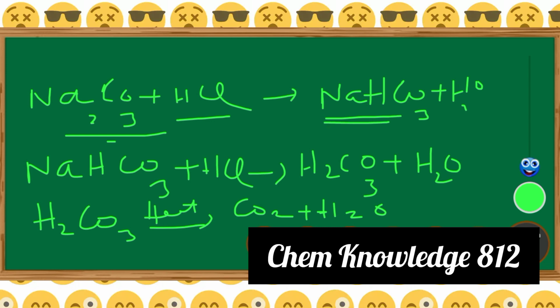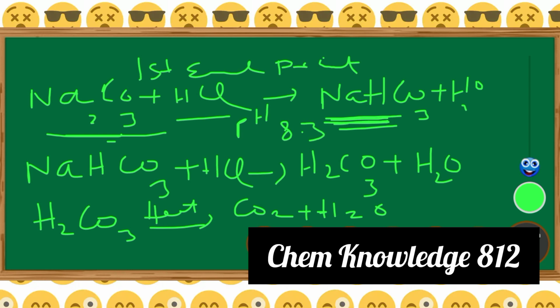This will be the first end point in which we will convert sodium carbonate into sodium bicarbonate, and this takes place at pH 8.3 by using a phenolphthalein indicator. Phenolphthalein indicator will be used to carry out the titration of sodium carbonate with HCl. In this case, sodium bicarbonate will be obtained. After completing the first endpoint, the color will change from pink to colorless.